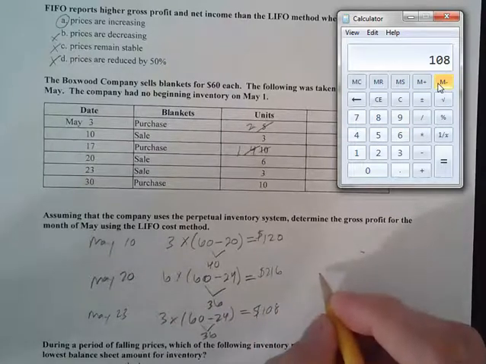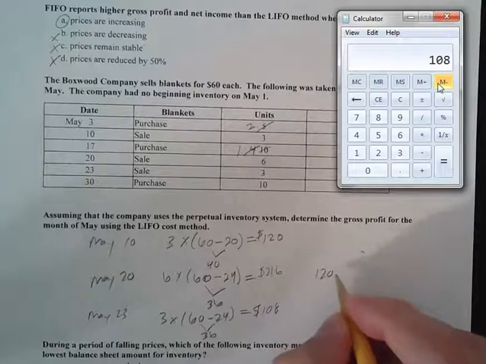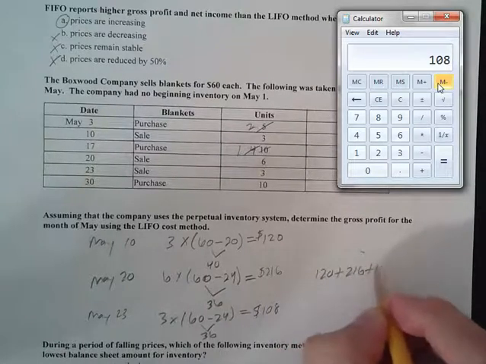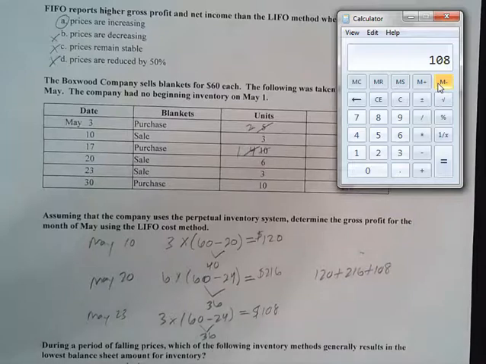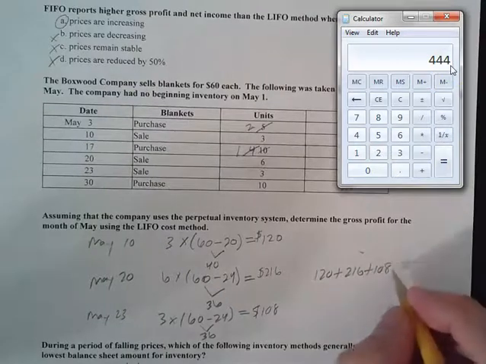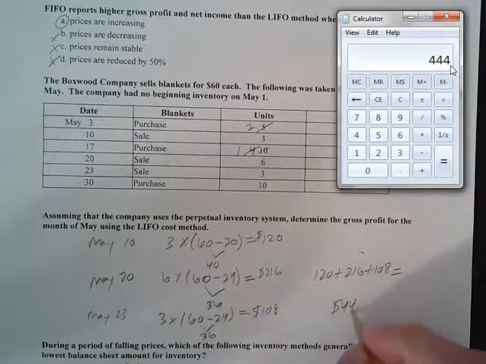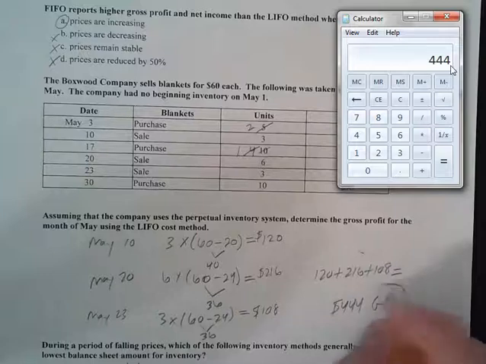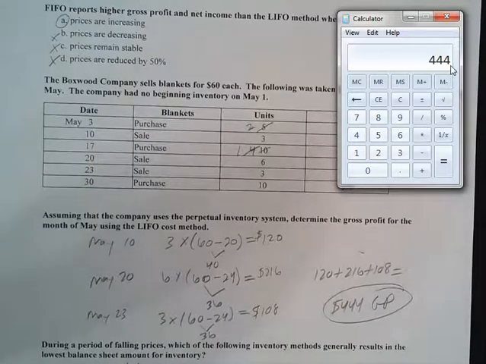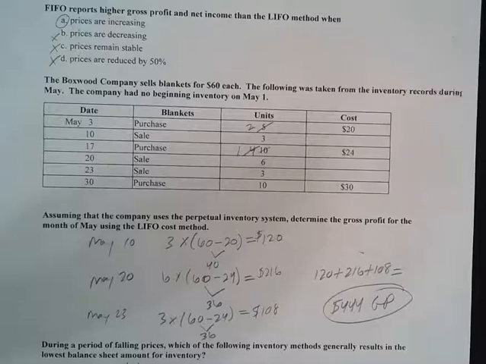So now all we have to do is just take our 120 plus our 216 plus our 108. I've already got 108 on my calculator, so I'm going to go backwards. So the 108 plus 216 plus the 120 equals $444. And this is our gross profit. That's what they asked us for. Okay? That's all there is to it.